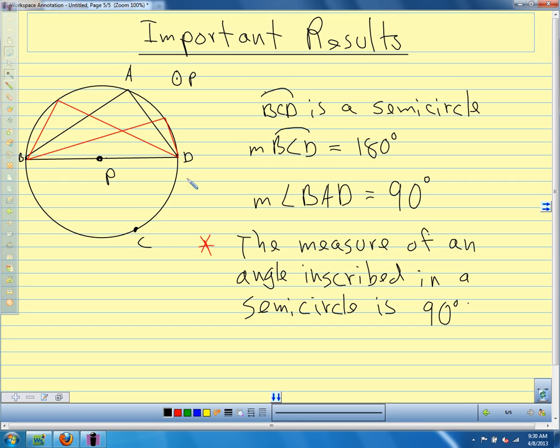We have, if our angle intercepts a semicircle, if its endpoints are on a diameter, then the measure of that inscribed angle has to be 90 degrees. Any questions on that important result? All right, let's look at another one.